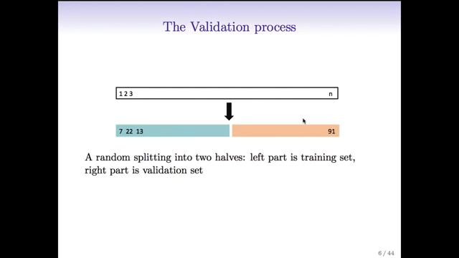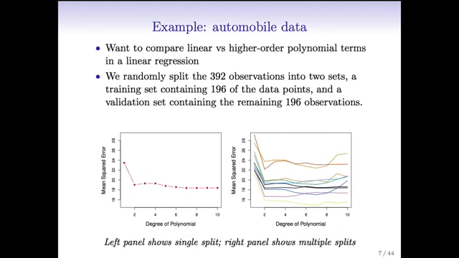It seems a little wasteful if you've got a very small data set, right? Yeah, that is wasteful. And as we'll see, cross-validation will remove that waste and be more efficient. But let's first of all see how this works in the auto data. Recall we're comparing the linear model to higher order polynomials in regression.